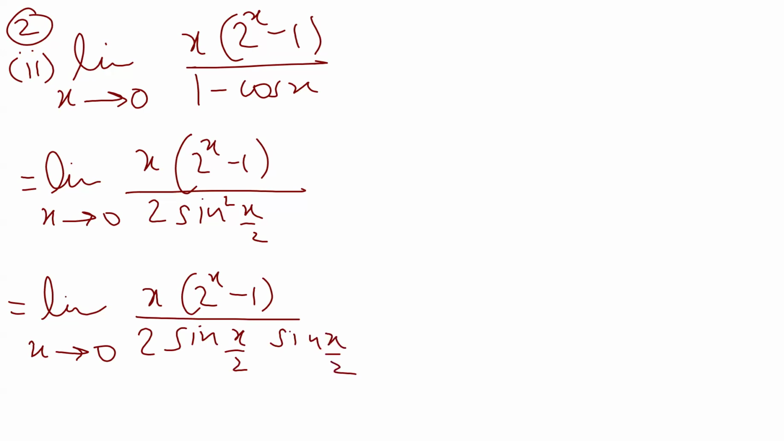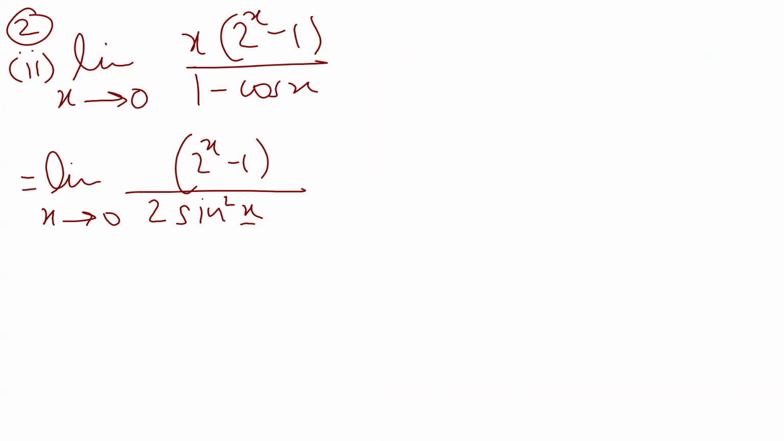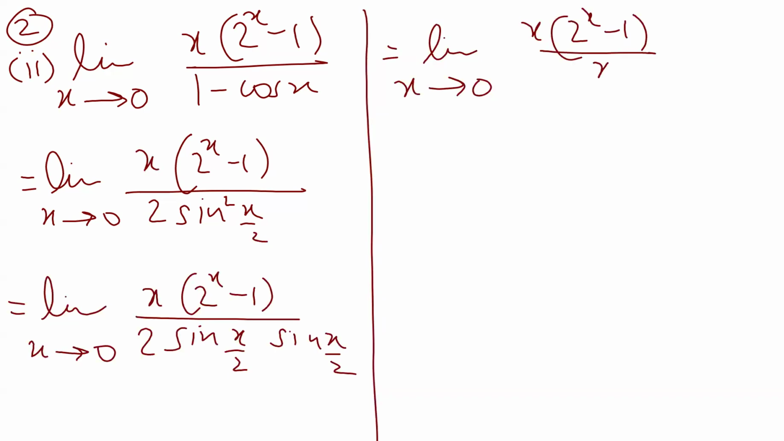2 sine x by 2 sine x by 2. So some students might find that square thing which I did in the previous part difficult, so I'm just writing sine 2 times. Limit x approaching 0, x into 2 raised to x minus 1. Now this particular term requires x beneath it. So multiply and divide with x.